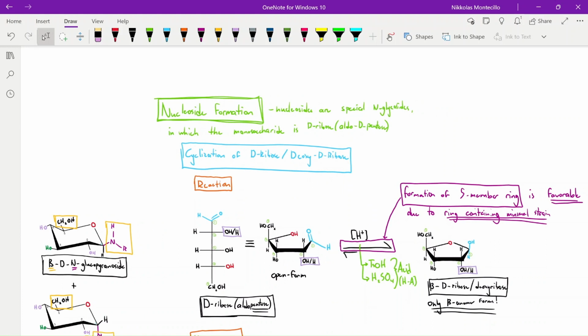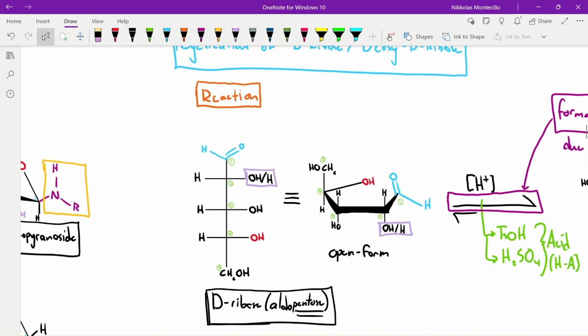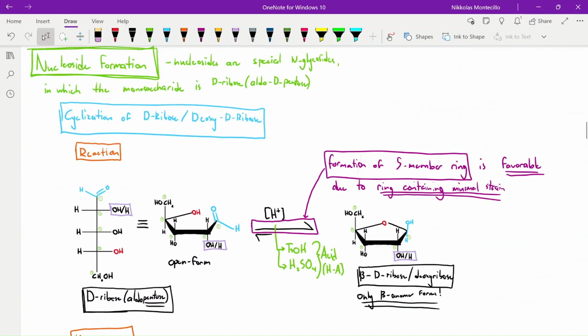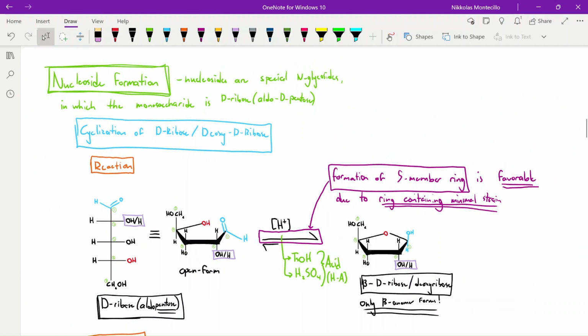Okay. So D-ribose, so D indicating that the configuration of the chiral center furthest from the carbonyl group is R. Ribose, just the variable name, and aldo indicating that there's an aldehyde. So we can see that the reaction conditions are similar for every other cyclic hemiacetal that forms under the presence of an acid catalyst.